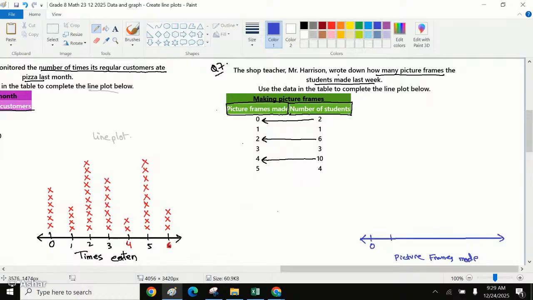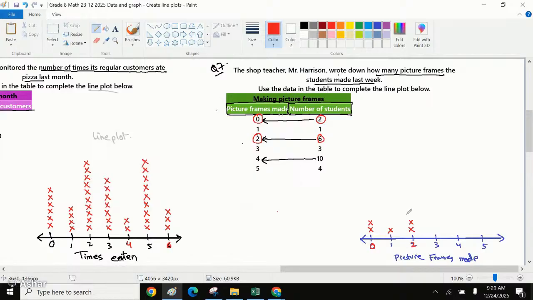So we can say 0, 1, 2, 3, 4, and 5 was the maximum number. So can we say that 2 students did not make any picture frames? For not making a picture frame, there were 2 students. 1 student made 1 picture frame. 6 students made 2 picture frames. So we put 6 over here.